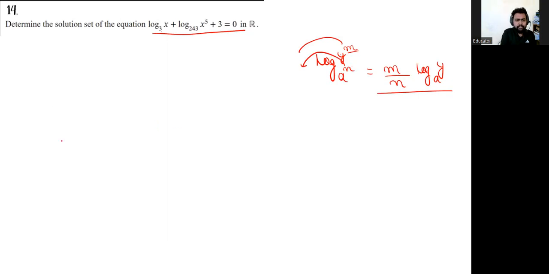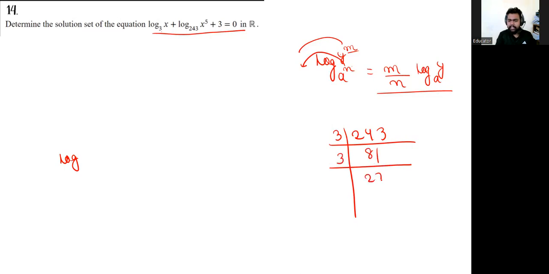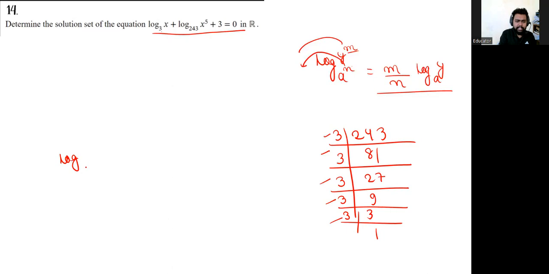So first of all, I'm just going to solve separately for this. 243, how can you write it? If you don't know how to write 243, you can prime factorize. You can prime factorize by 3. 81 will come. Again by 3, 27 is going to come. Again by 3, 9 is going to come. Again by 3, 3 is going to come. Again by 3, 1 is going to come. So 1, 2, 3, 4, 5. 243 can be written as 3 exponent 5, and there is x exponent 5.